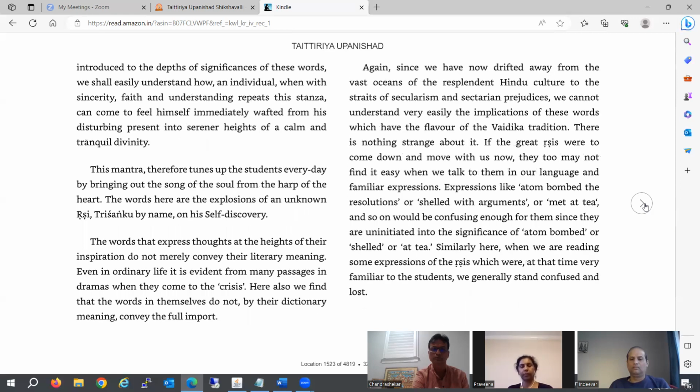When we are introduced to the depths of the significances of these words, we shall easily understand how an individual, when with sincerity, faith, and understanding he repeats this stanza, can come to feel himself immediately wafted from his disturbing present into the serener heights of a calm and tranquil divine. Good.